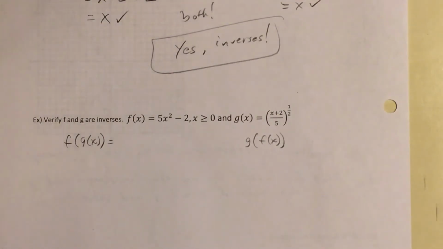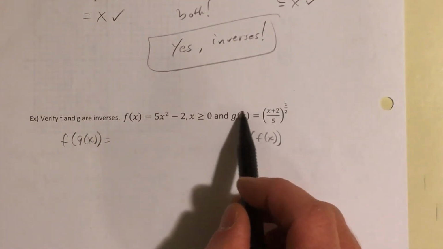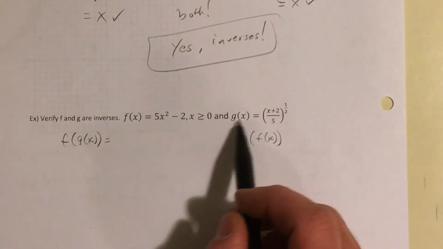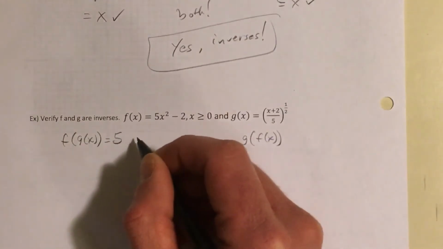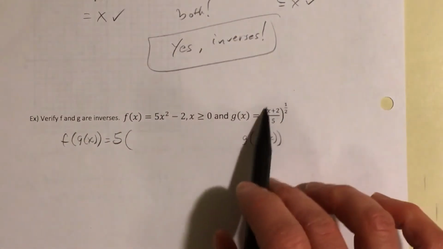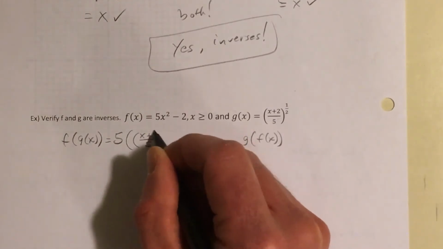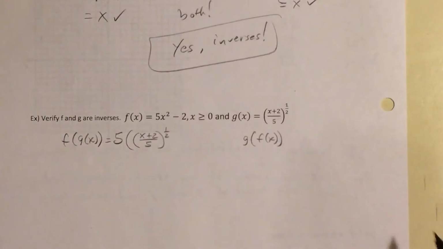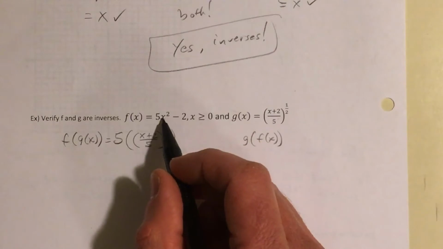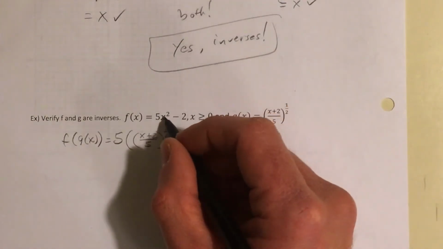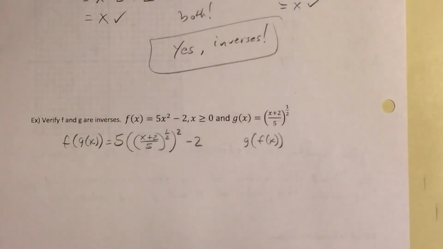But anyway, so f of g of x, we're going to write that. So we've got, let's see, this all going into that x right there. So I'll go 5 parentheses, and I'm going to write everything. So parentheses x plus 2 over 5 to the 1/2 power. All that inside the parentheses that I used in place of x. Outside of that, I've got a squared and a minus 2. There's a lot going on.